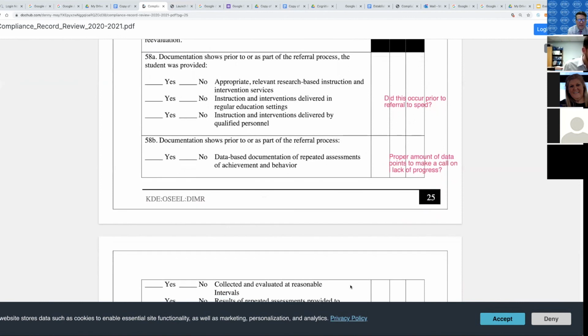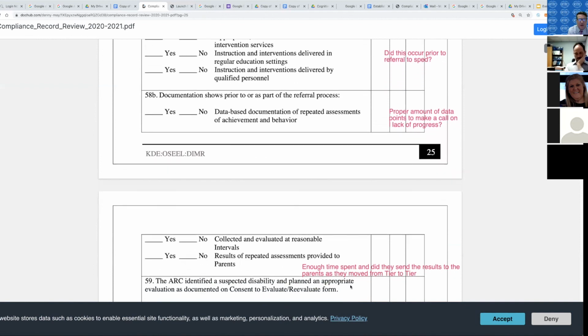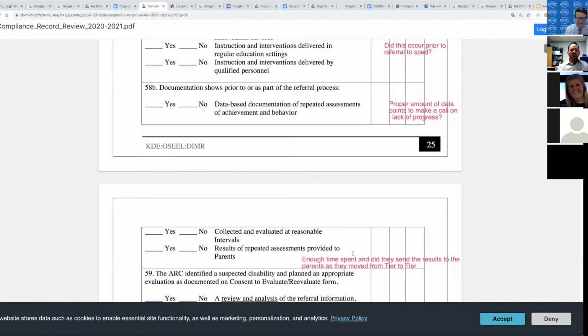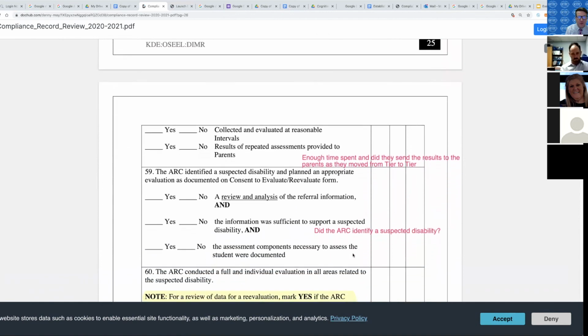Documentation 58B shows prior to or as part of the referral process, proper amount of data points to make a call on lack of progress. Do we have database documentation of repeated assessments of achievement and behavior? Is there enough time, enough water gone under the bridge? And is there enough time? Do you have enough data points to say that the student is trending away from making progress? You collect them at reasonable intervals, and you provide those results to the parent.